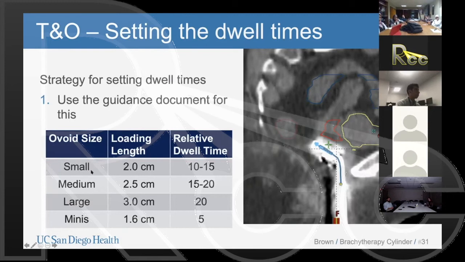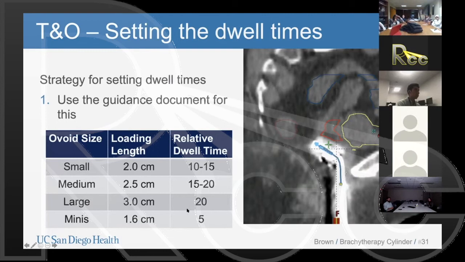So if we have small ovoids, we're gonna load 2 centimeters and our relative time is gonna be somewhere between 10 and 15 seconds. If we have medium ovoids, we're gonna load 2.5 centimeters and use 15 to 20 seconds. If we have large ovoids, we're gonna load 3 centimeters and use a relative dwell time of 20 seconds, and so on and so forth. You can see the table there.